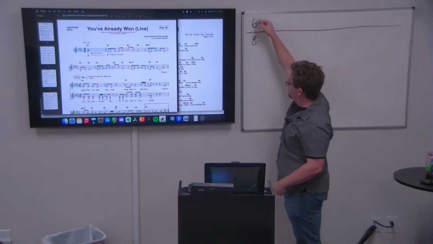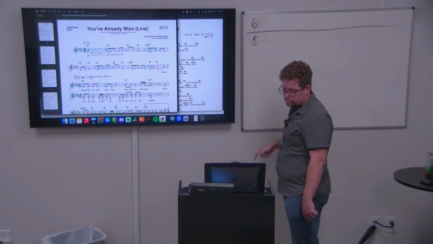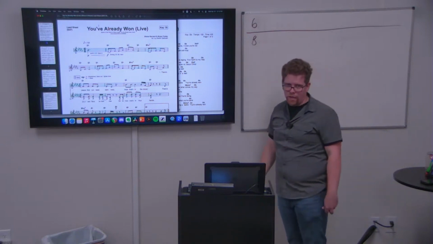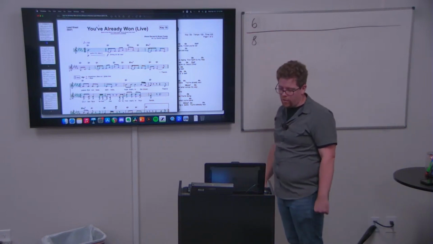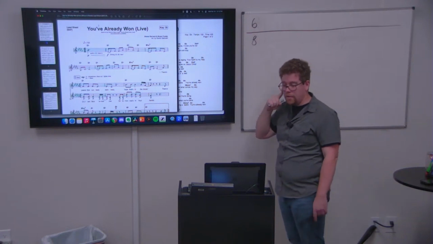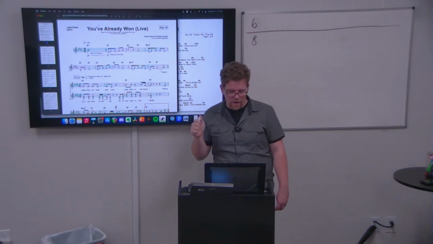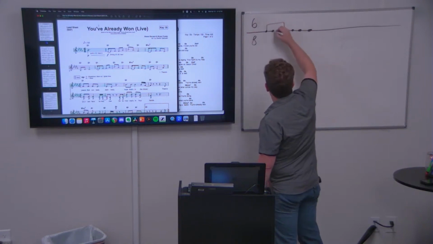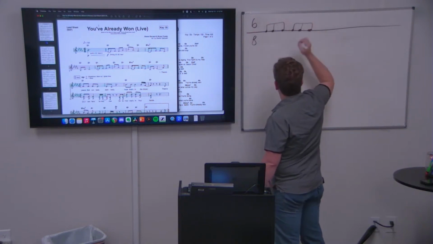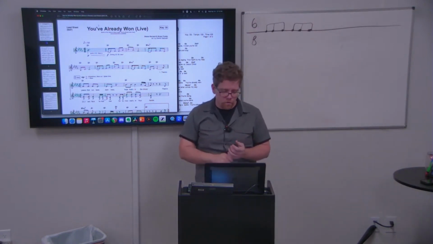We can go back to what we learned about time signatures. The top number is how many beats are in a measure, so there are 6 beats in a measure. And the bottom number is what kind of note gets the beat. So an eighth note gets the beat for You've Already Won. That matters because every tick of our metronome used to be a quarter note, and now they're all eighth notes. At this point, a full measure looks like this: 1, 2, 3, 4, 5, 6. 1, 2, 3, 4, 5, 6.